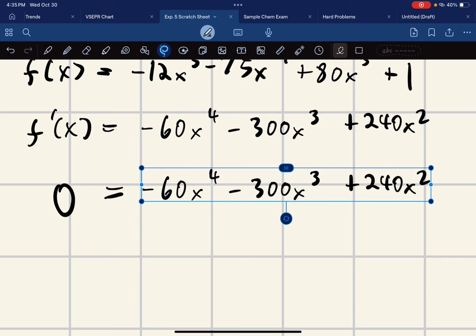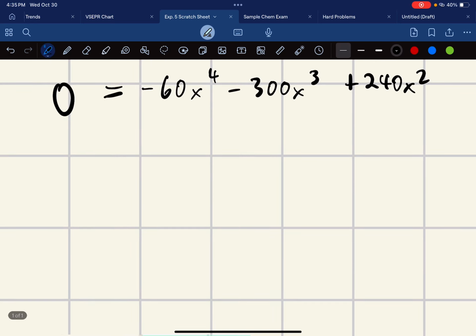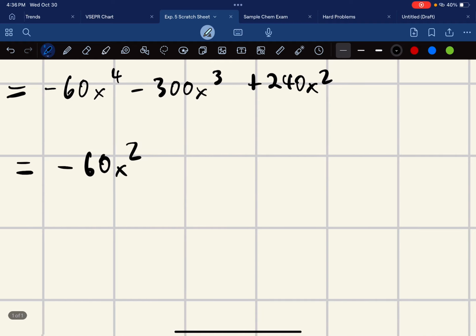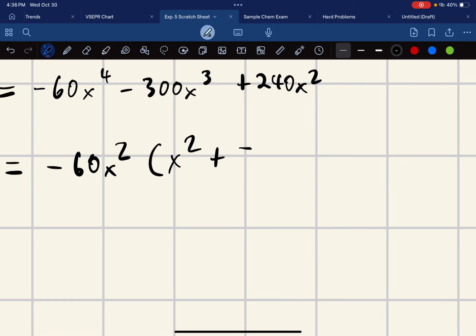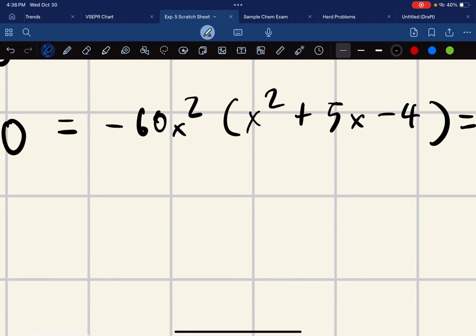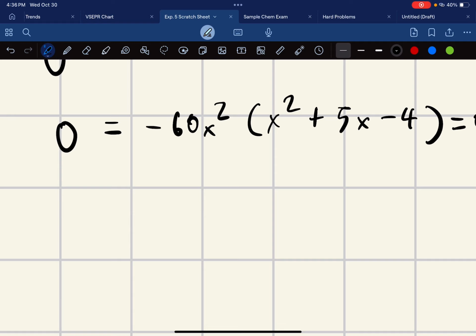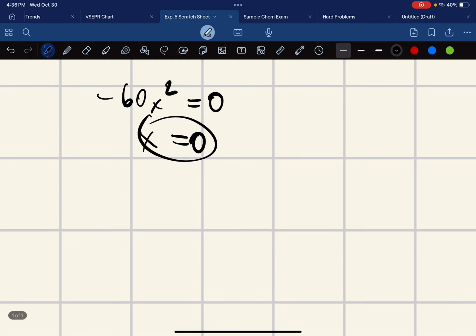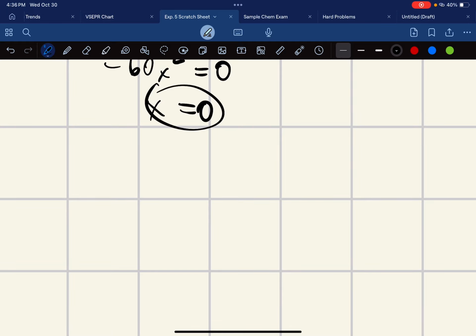And after we set it to 0, we have to solve for x, which means we could factor. So we'll factor out negative 60x squared, and we get x squared plus 5x minus 4 equals 0. So now we have two critical points. Negative 60x squared equals 0, which is ultimately just x equals 0, so that's one of our critical points. And x squared plus 5x minus 4 equals 0.